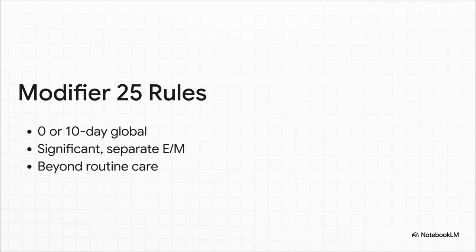Okay, let's talk about Modifier 25. You're appending this to an E/M code on the exact same day a minor procedure, so a 0 or 10-day global, is performed. But your medical documentation here has to be rock solid. It literally has to prove that the provider performed a significant, separately identifiable evaluation that goes way, way beyond the typical pre- and post-op care that's already baked into that minor procedure.